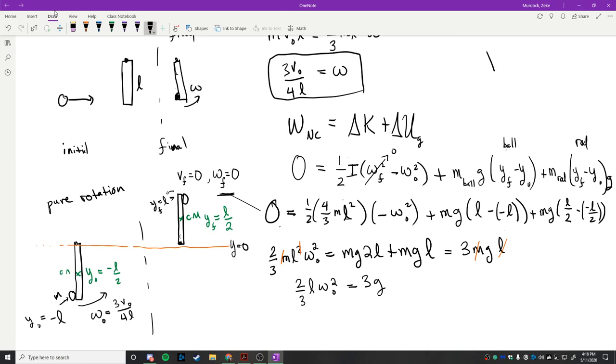Now, if we want to find our answer, which was ultimately what the initial speed of the ball is supposed to be such that it swings through this, we now need to plug this in. So we're going to have 2 over 3 L omega naught squared. So that's going to be 9 V naught squared divided by 16 L squared. Right? If you square this, that's what you're going to get. That's equal to 3G. So V naught then, what we got left here? Nine over nine, those canceled. Two over, I think it's 1/8. I think this is what you get.